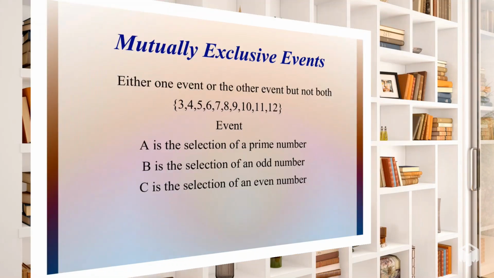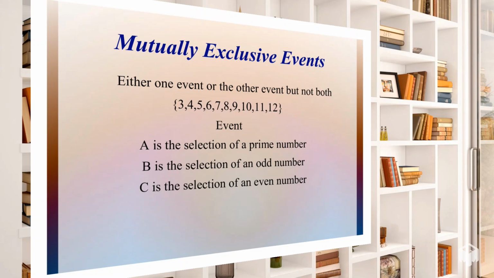Hi, here's another video in the probability series: mutually exclusive events. If we consider two events, we're concerned here with the occurrence of either one event or the other, but not both. We have a set here from 3 going up to 12, and the first event is A, which is selection of a prime number, B is selection of an odd number, and C is selection of an even number. We'll consider A and C.